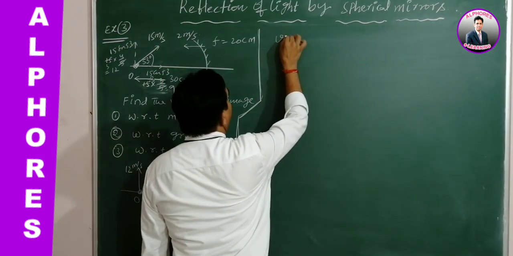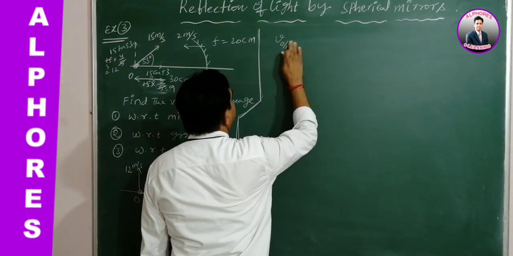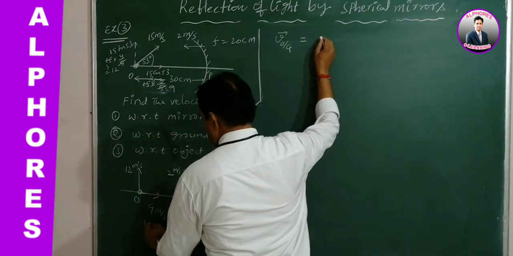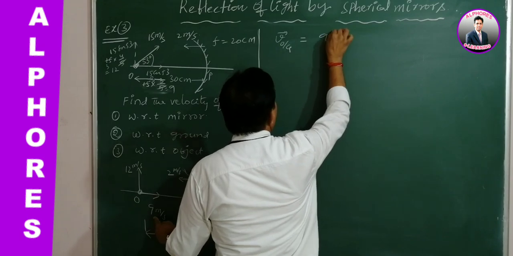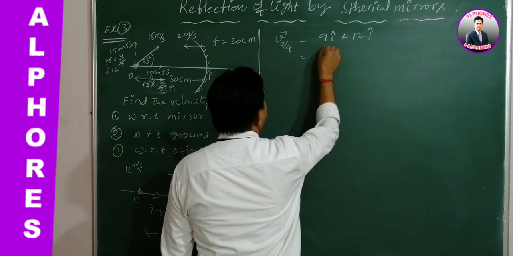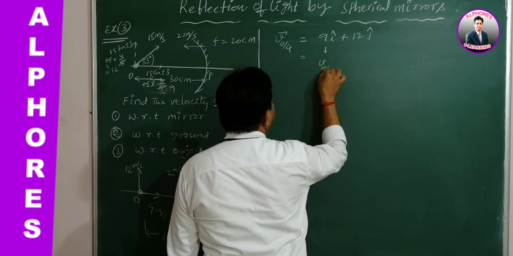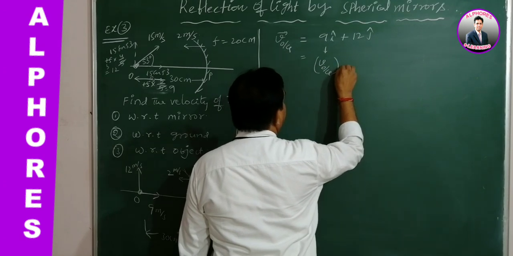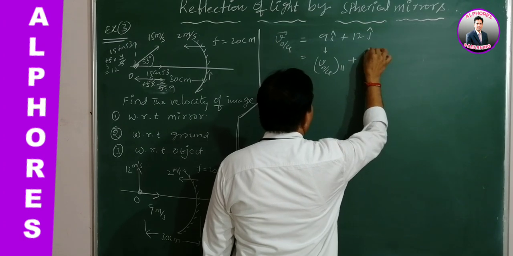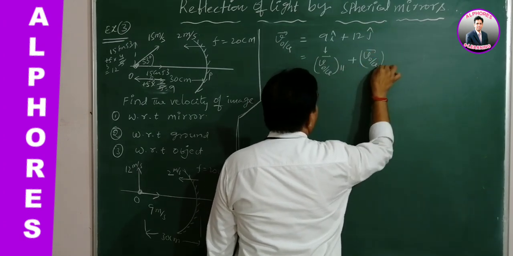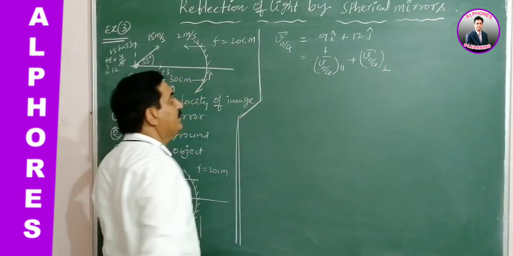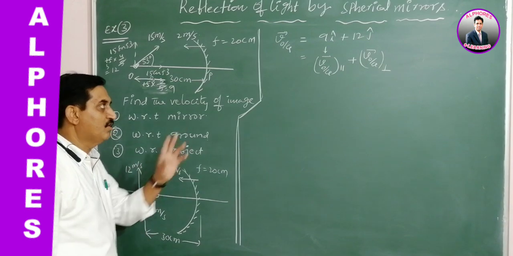Velocity of object with respect to ground is equal to 9i plus 12j. Here 9i is the x component, parallel to the principal axis, and 12j is perpendicular to the principal axis. So regarding the object, there are two components.